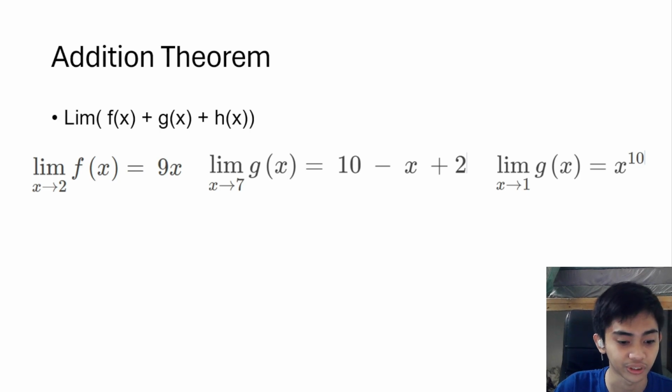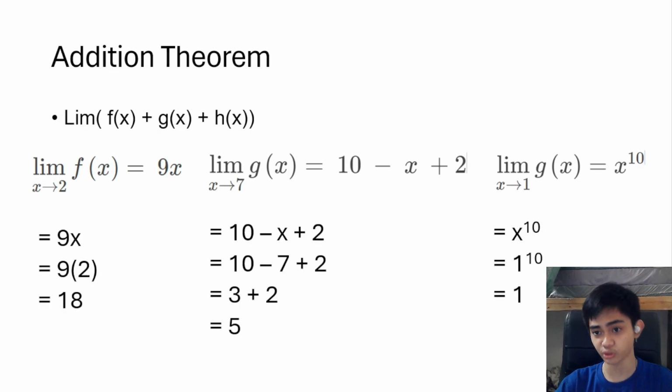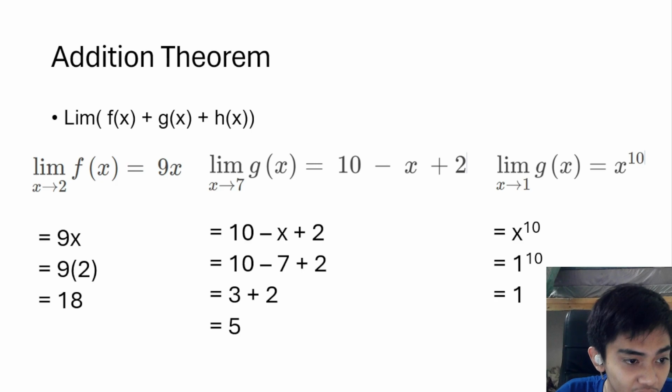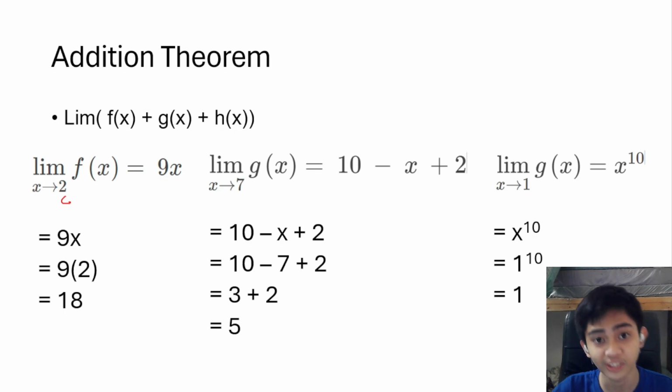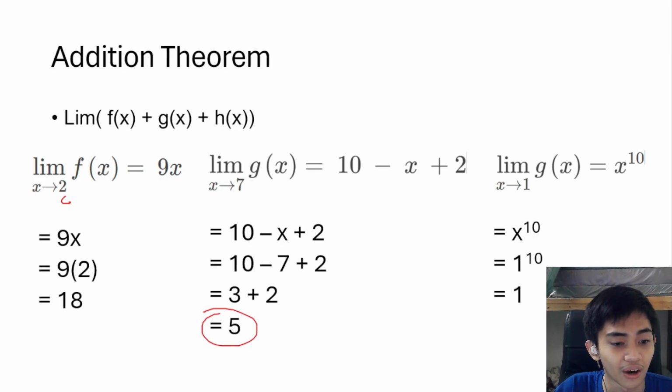try these examples. So now applying the substitution law, we could solve this like this. So first, let's go to the f of x. F of x, this is 9x, and then we substitute again. We substitute the x with the c. So this is the c, so this is 2, and substitute it to the x, so 9 times 2, which is 18. That's pretty basic. So next, limit of g of x, we substitute 7 to the x, so that is 10 minus 7 plus 2. 10 minus 7 is 3, and 3 plus 2 is 5. So we get this final answer.